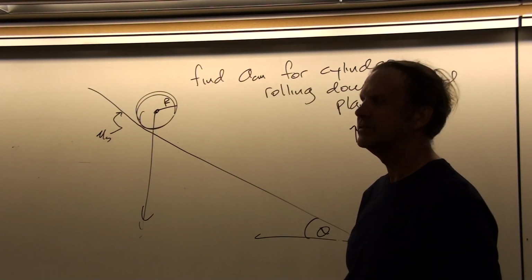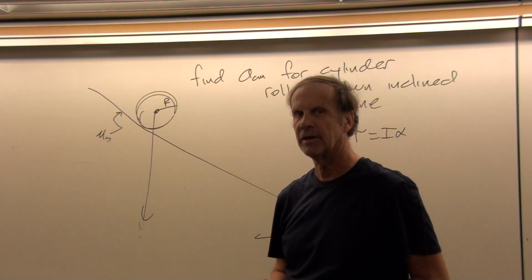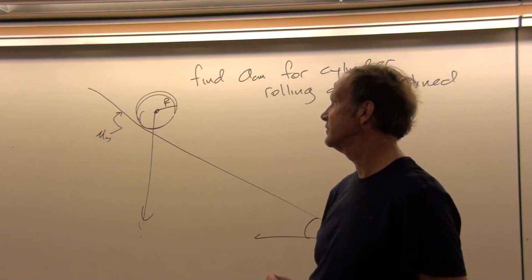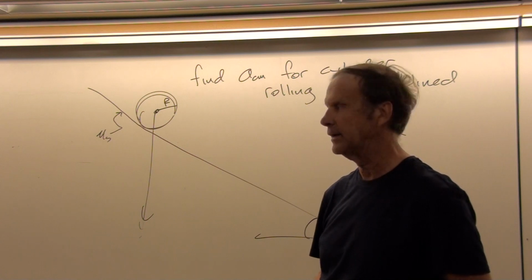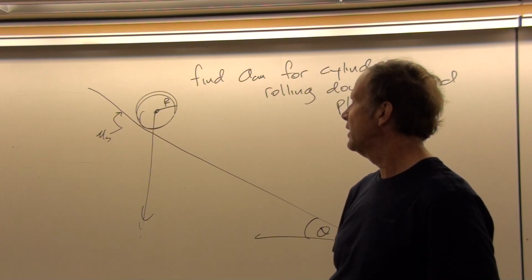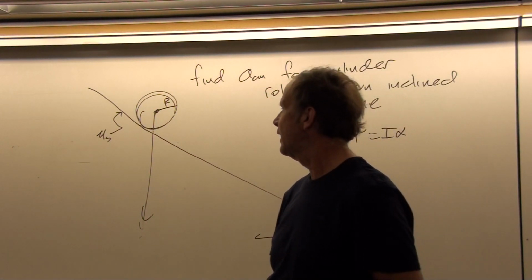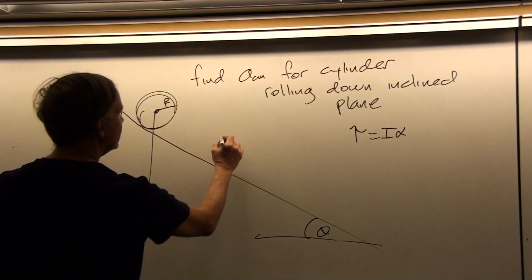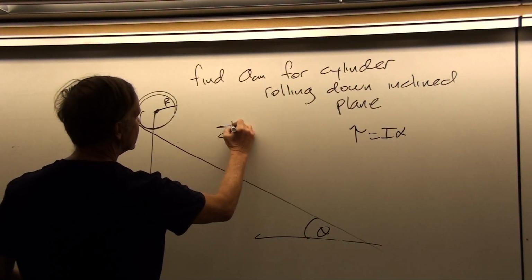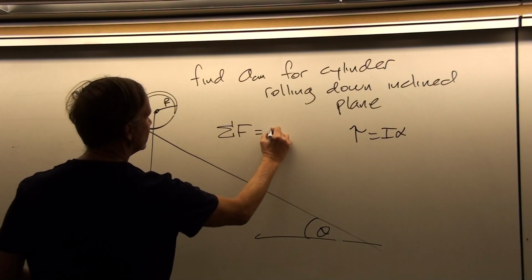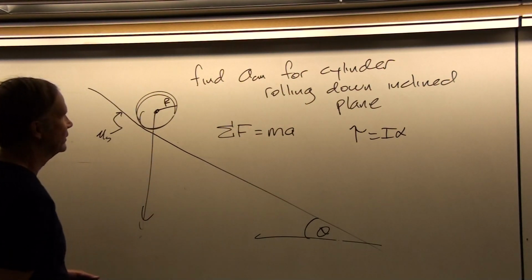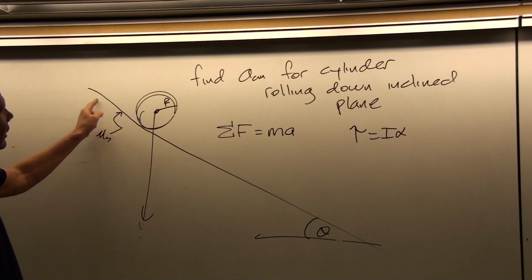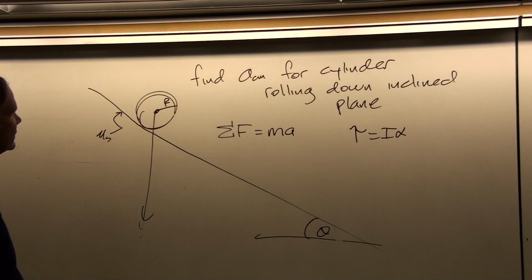And we'll see that that is a function of the moment of inertia, so that it will be different for the cylinder than it would be for the thin ring. And so this is going to involve solving two equations. One of the equations we want to solve is the sum of the forces equals mass times acceleration. And so we can look at all of the forces that are acting on the cylinder.